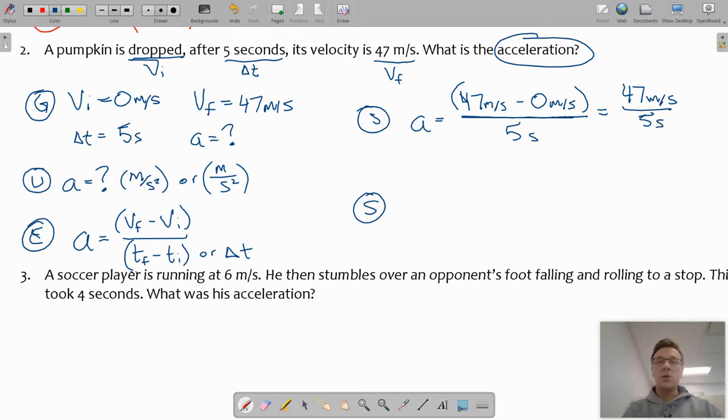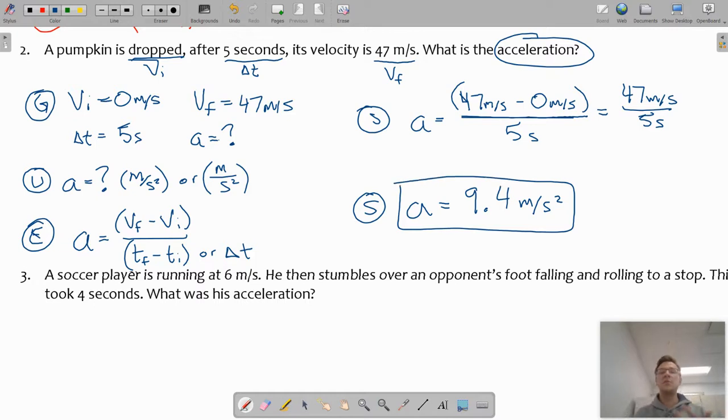Okay, now in our solve step, we are going to go ahead and plug this into our calculator here, and we will find that this is equal to 9.4 meters per second squared. Okay, so again, what this is saying is that when the pumpkin is dropped, it's going to be speeding up by 9.4 meters per second each second. That's what the meters per second squared means. Okay, so after 1 second, it should be moving 9.4 meters per second. And then after 2 seconds, it should have increased to 18.8 meters per second in terms of its velocity, and so on and so forth.